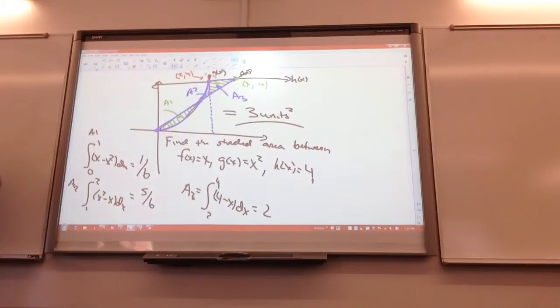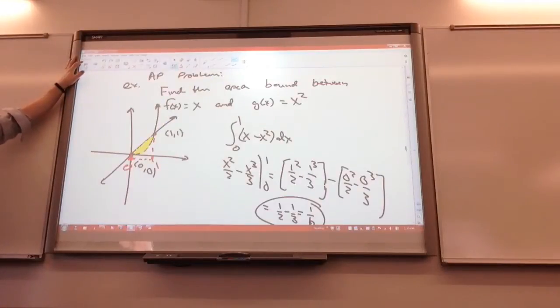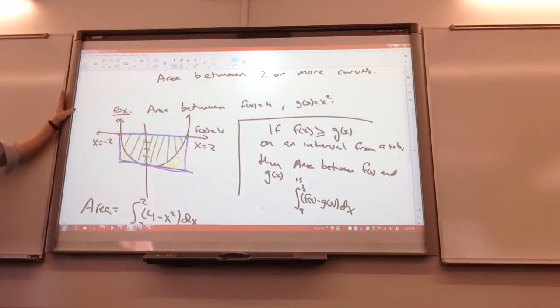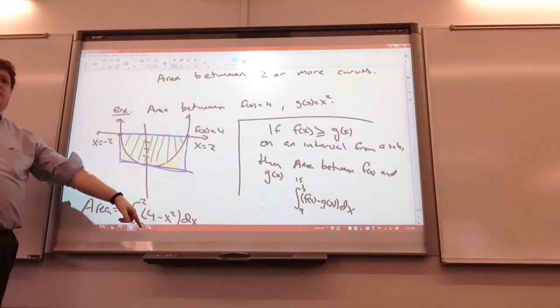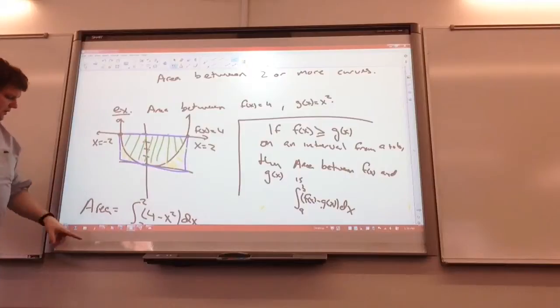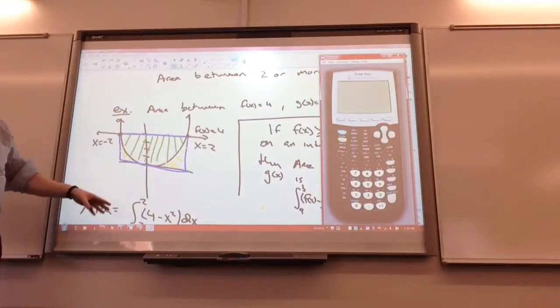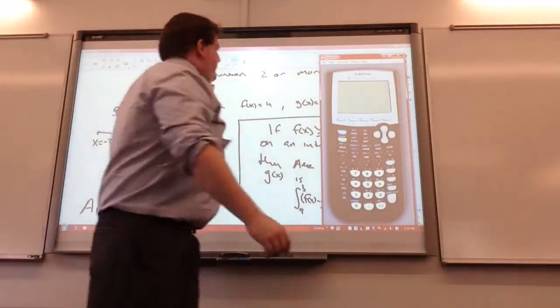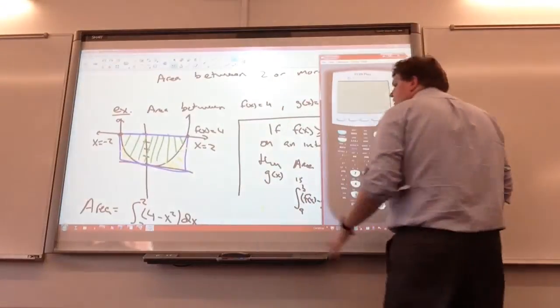Well, how would you have graphed in your calculator the first problem? This first one? I could do y equals 4, y equals x squared, or I could do 4 minus x squared directly in the calculator. Okay? So, again, you don't have to do the system as it appears by hand.